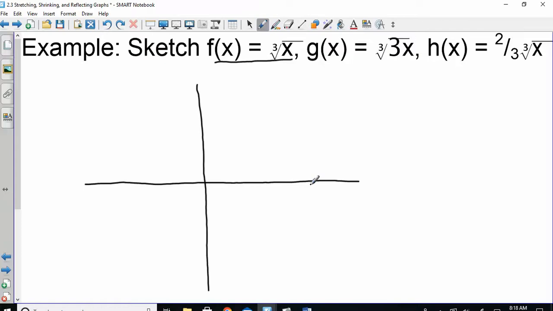What does a cube root look like? It's similar to the cube, but with a horizontal shape. So the cube root of 0 is 0, the cube root of 1 is 1. If you did the cube root of 8, you get out 2. Cube root of negative 1 is negative 1.